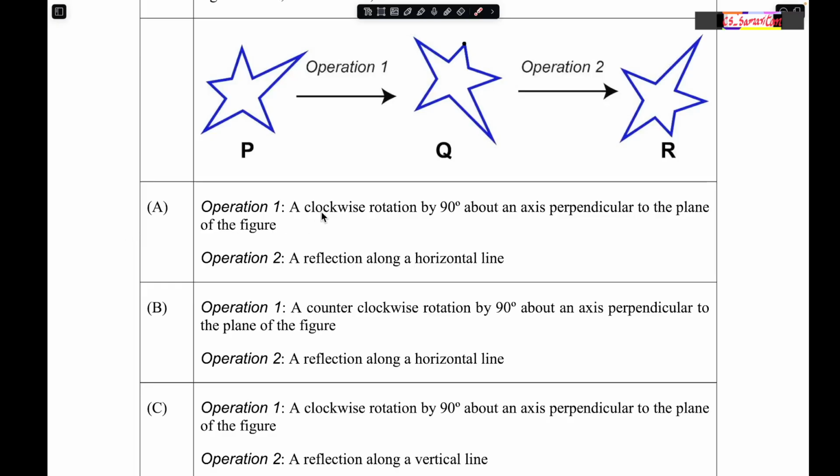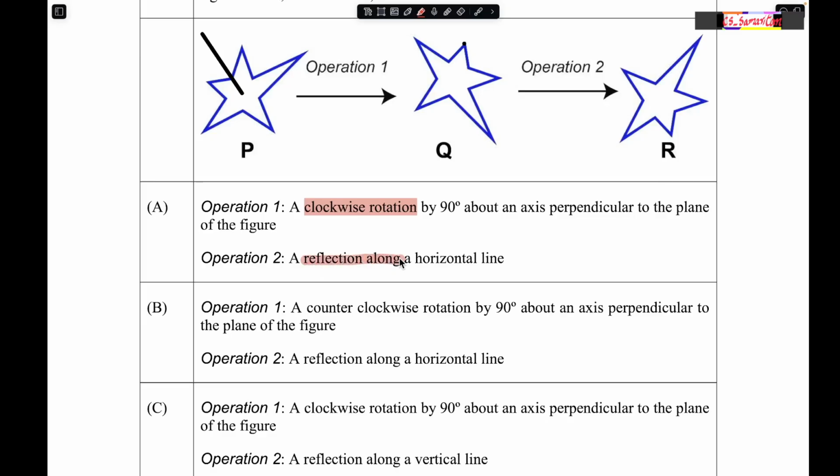The first one states the clockwise rotation by 90 degrees about an axis perpendicular to the plane of the figure. An axis perpendicular to the plane of the figure basically means the z axis. So this is the axis upon which we are rotating this figure clockwise, and here they're giving reflection along the horizontal line.